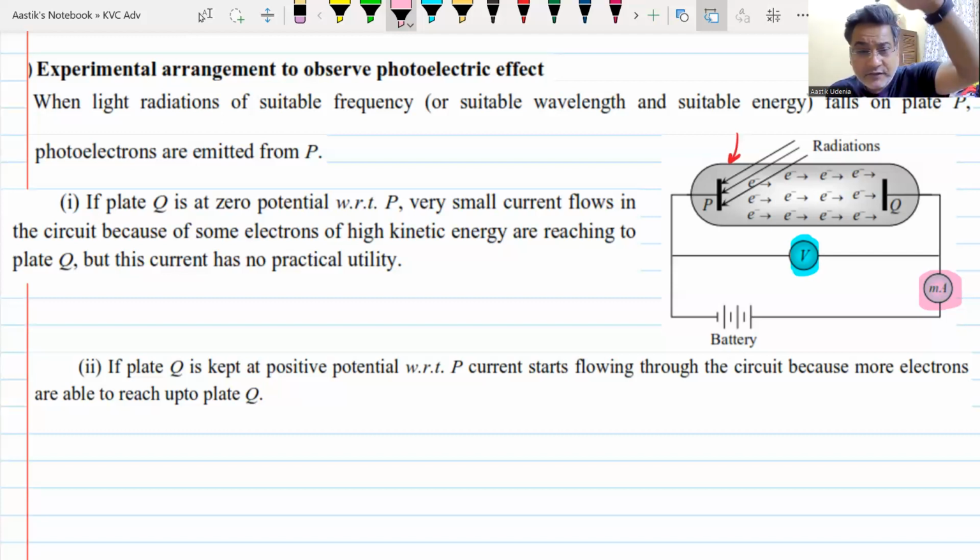So when you keep anode and cathode at the same potential, only those electrons will be emitted which still have energy left to come out of the metal and go from P to Q. It's a very small current which has practically no value, so there is no point in discussing that current. This current comes because of the kinetic energy of electrons. This kinetic energy of the electrons is only coming from the fact that energy is falling on them. They are absorbing it. Some energy might be lost. Whatever energy is left, they are able to come out. Do we understand this? Yes, sir.